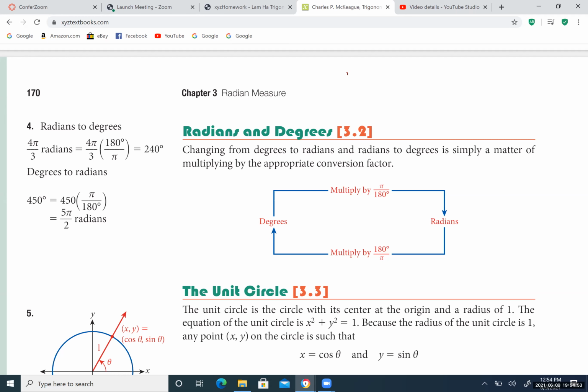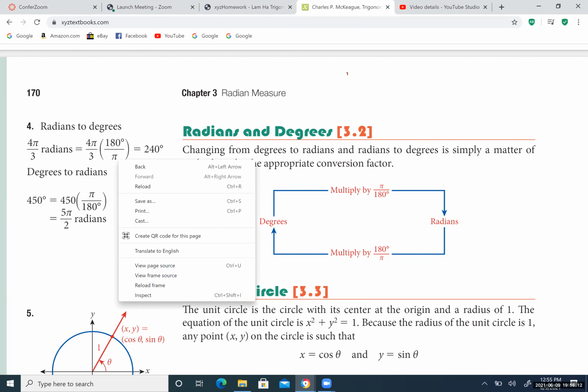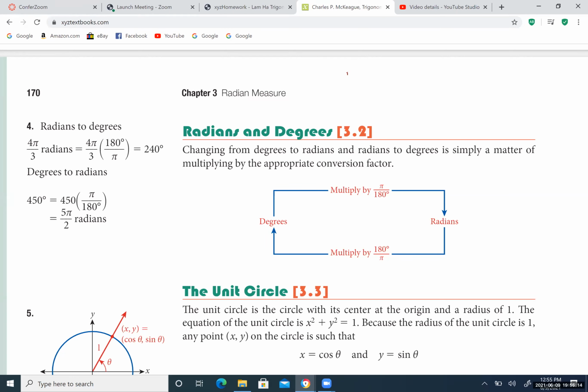An example on the left side: if they want us to change the radian 4 pi divided by 3 into degrees, what we need to do, radians into degrees, you multiply by 180 degrees divided by pi, right? So you can cancel pi, and you get 180 divided by 3, which is 60. Then times 4 right here, you get 240 degrees.